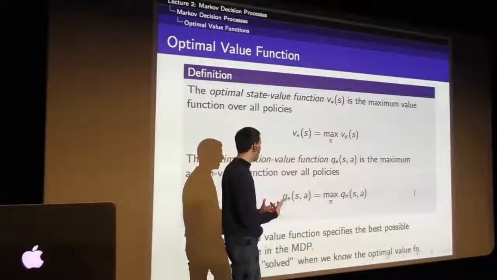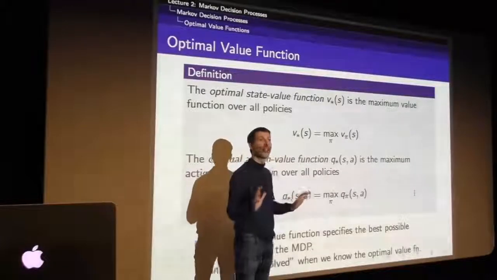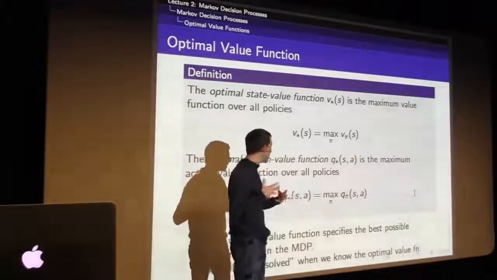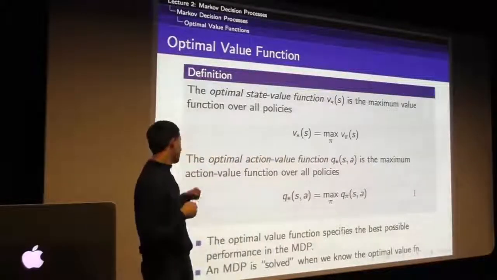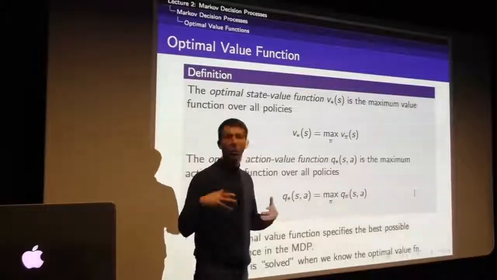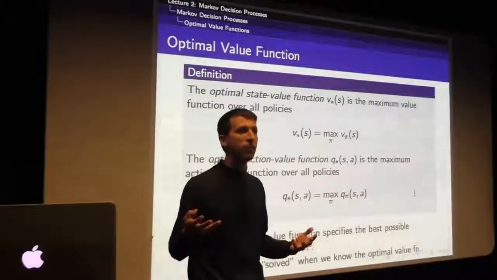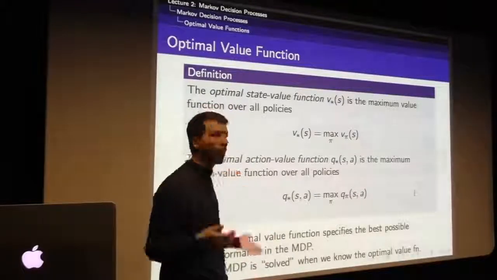So this immediately tells you the right action to take. If you have Q star, you're done. You can kind of declare victory. You've got the quantities necessary to behave optimally within your MDP. So we could say informally that an MDP is solved when we know this optimal value function. So solving an MDP, you can think of as finding Q star.